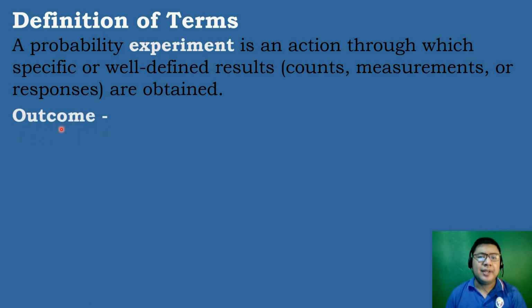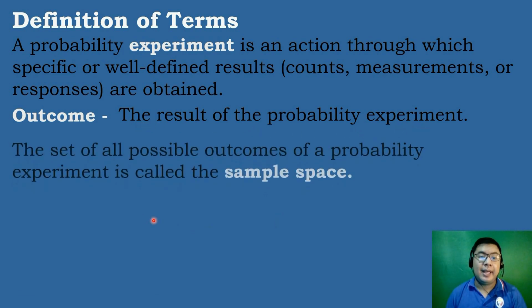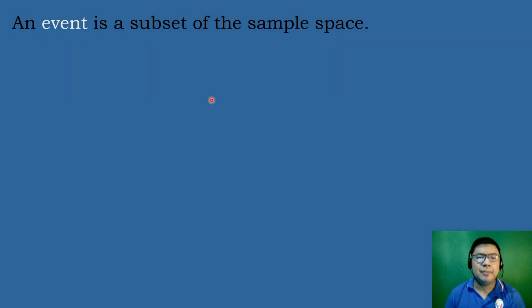The next one is the outcome. When we say outcome, it is the result of the probability experiment. And the set of all possible outcomes of a probability experiment is called the sample space. The next term is the event. When we say event, it is a subset of the sample space. Events are often represented by uppercase letters.